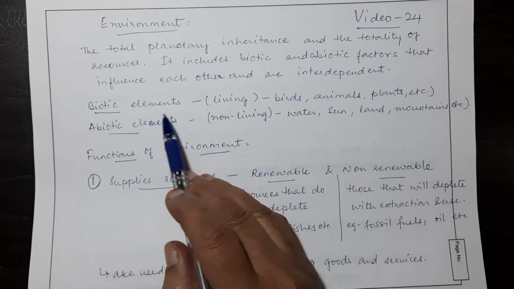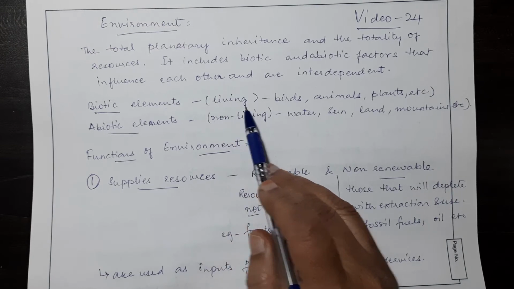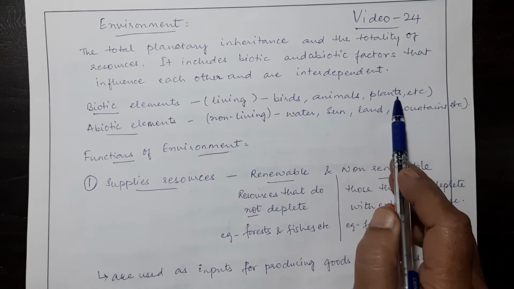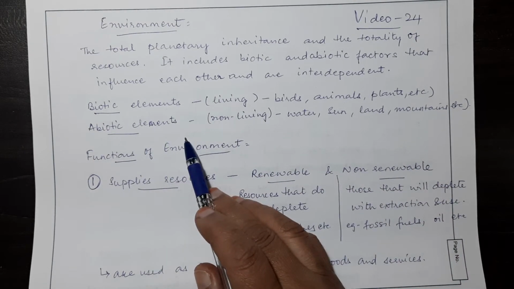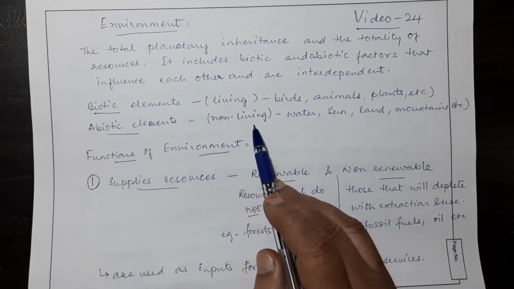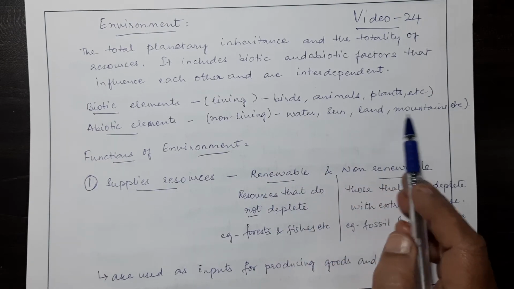So what are these biotic elements? They are the living components, that is birds, animals, plants, etc. And the abiotic elements are the non-living things, which include air, water, sun, land, mountains, etc.